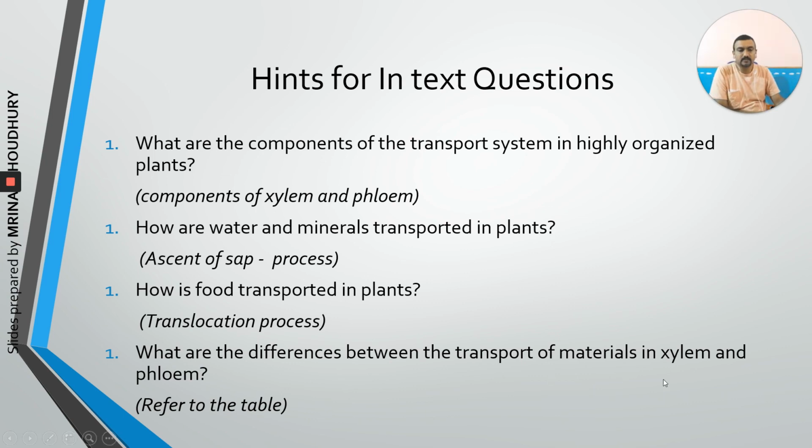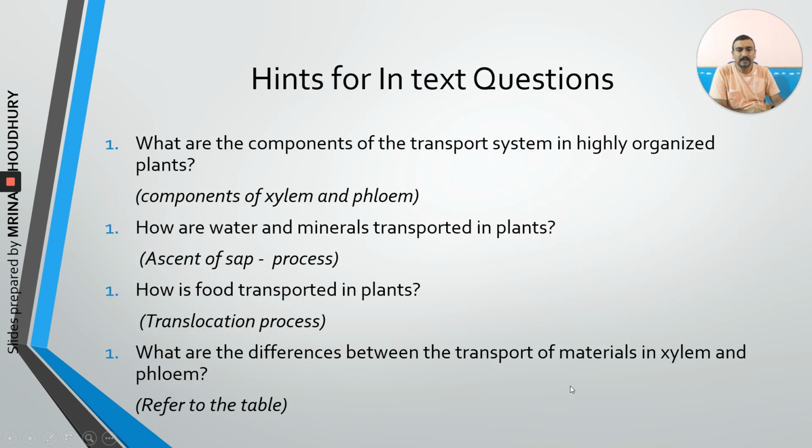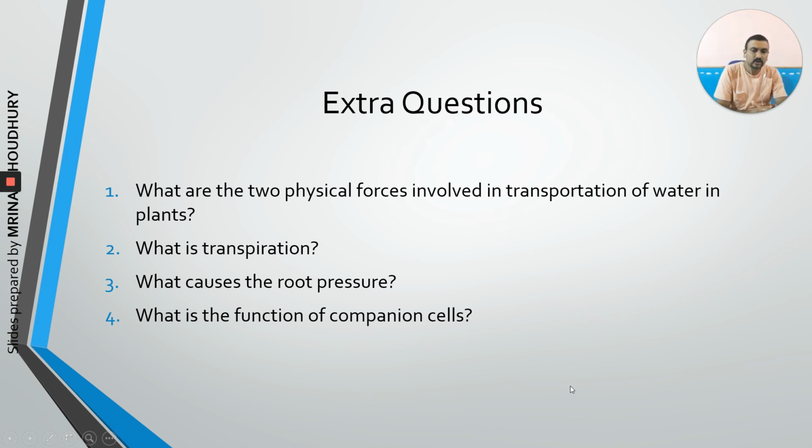Difference between transport of minerals in xylem and phloem: you have to write about this table of difference, how transportation takes place, mainly these lower points. Above are the components. These are the three differences in the transportation process. Then coming to some extra questions: two physical forces involved in the transportation of water in plants. It is the same question, which are involved in the ascent of sap. You have to explain the root pressure and the transpirational pull.